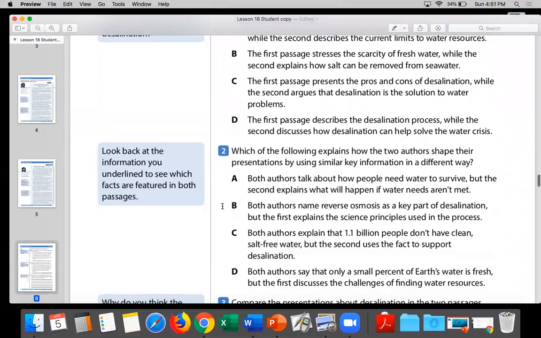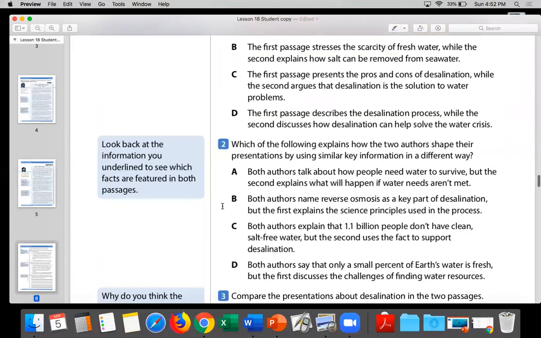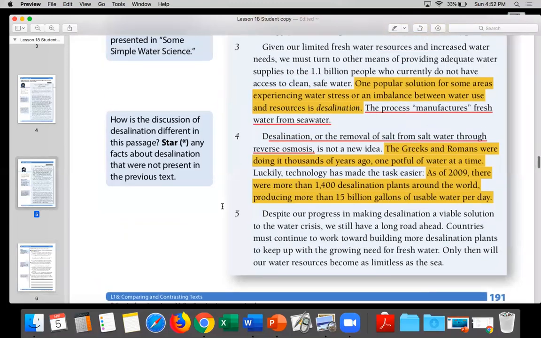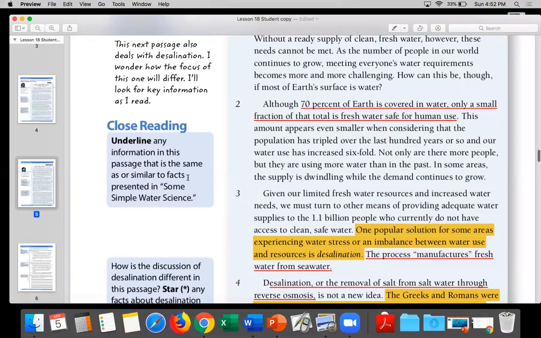Okay. All right, number 2. Which of the following explains how the two authors shape their presentations by using similar key information in a different way? So they both talk about water and desalination and the water crisis. So let's look back at the information you underlined to see which facts are featured in both passages. Okay, we underlined things that were the same.